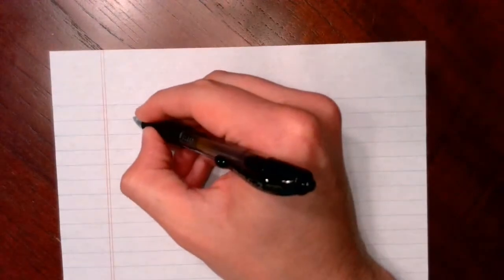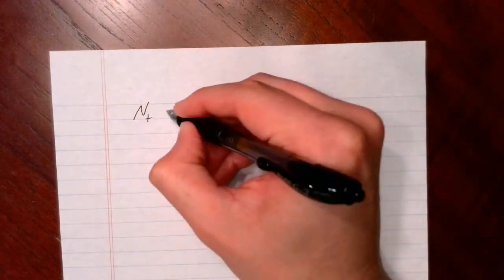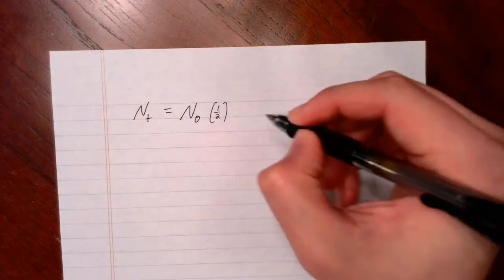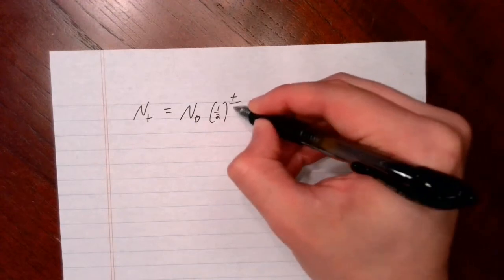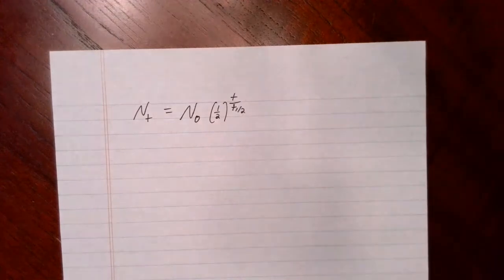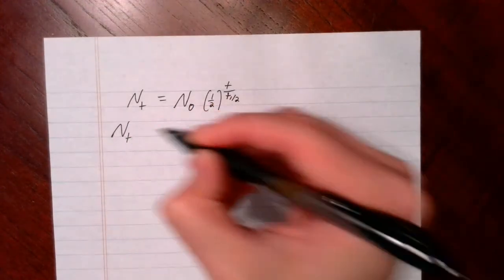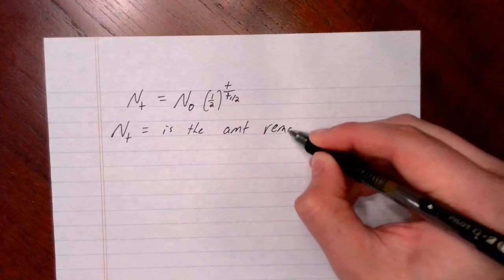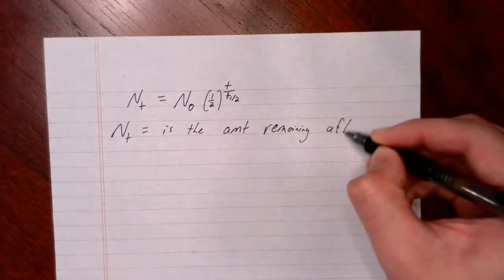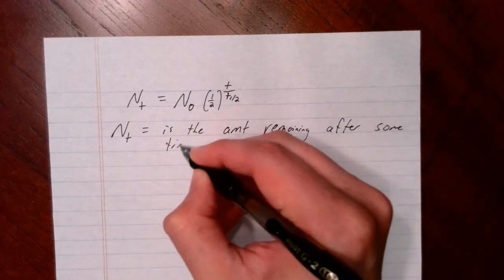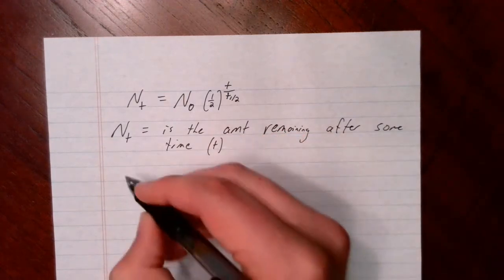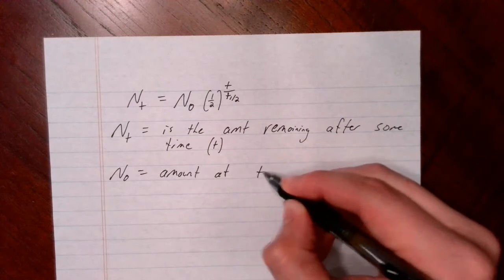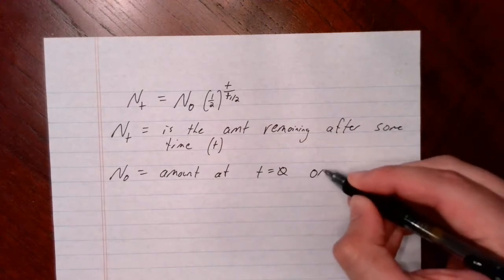So if I have, I'll write it out and I'll explain it. N_t equals N_0 times 1/2 to the power of t over t sub 1/2. Okay, so we'll say N_t is the amount remaining after some time t. Okay? So N_0 is the amount at time equals 0. Okay, so the original amount.